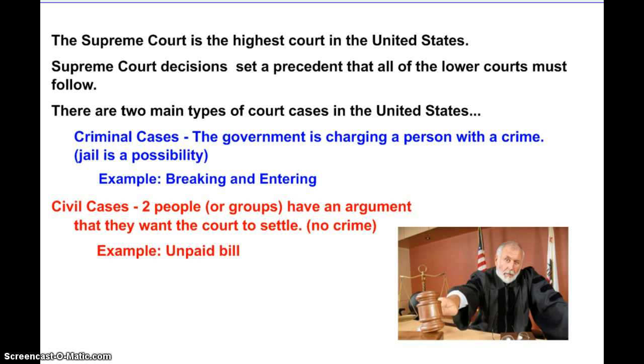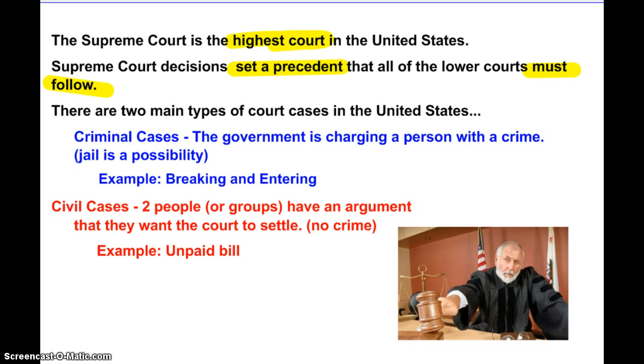We all know that the Supreme Court is the highest court in the United States. All Supreme Court decisions set a precedent that must be followed by all of the lower courts. Basically, whatever the Supreme Court says, everyone else must follow.